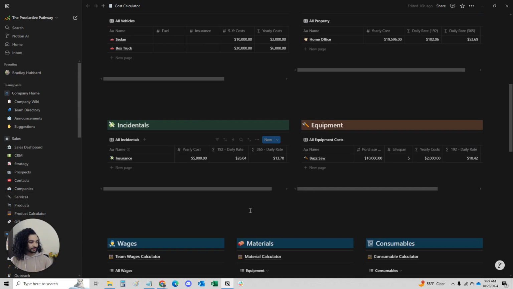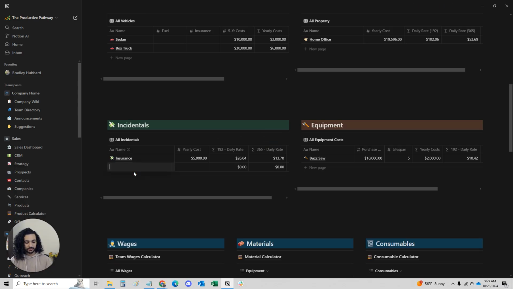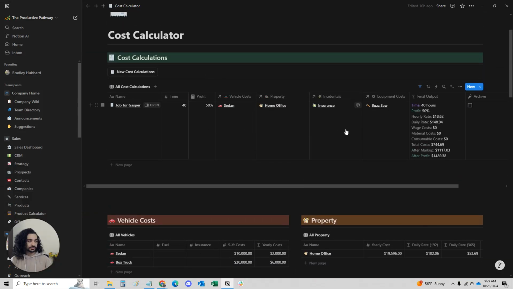They're just to see. So incidentals, you can put any incidental in here, it'll do the same thing. So if we were to say permits, we could say that their yearly cost for permits are $3,500. You can see the daily rate applies, and if we were to come up to the incidentals and add permits, we'd be able to see how much the permits are costing for this job.